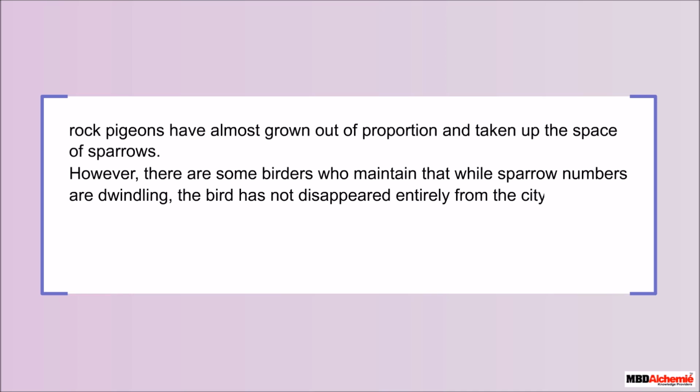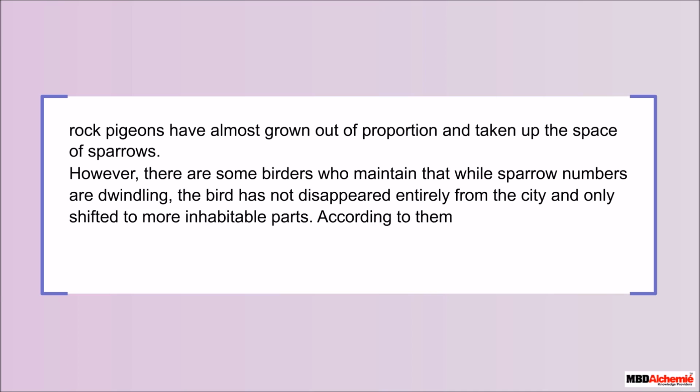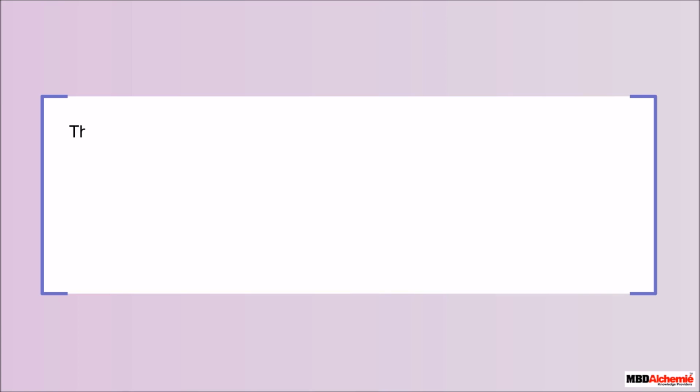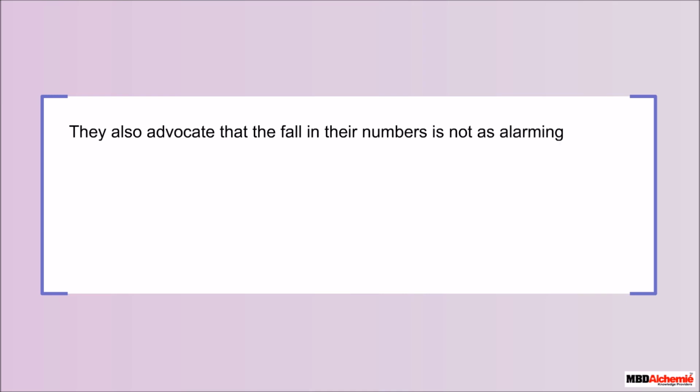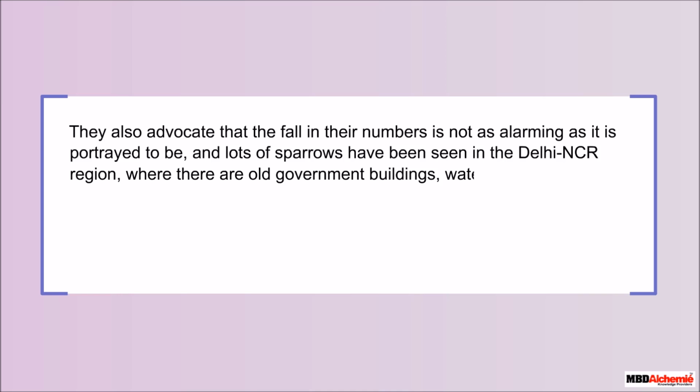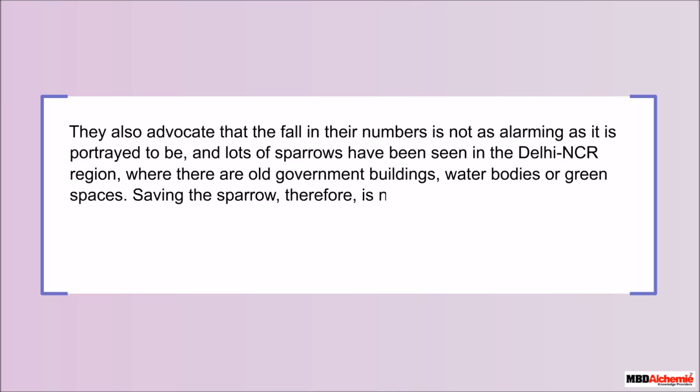However, there are some birders who maintain that while sparrow numbers are dwindling, the bird has not disappeared entirely from the city and only shifted to more inhabitable parts. According to them, the increase in the number of rock pigeons cannot be taken as a reason for the decline in the sparrow population. They also advocate that the fall in their numbers is not as alarming as it is portrayed to be, and lots of sparrows have been seen in Delhi NCR region where there are old government buildings, water bodies, or green spaces. Saving the sparrow, therefore, is not a lost cause yet.